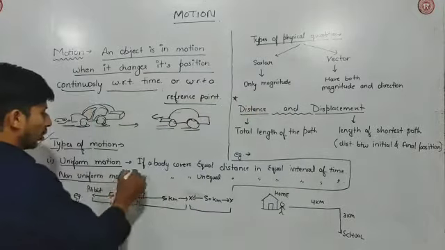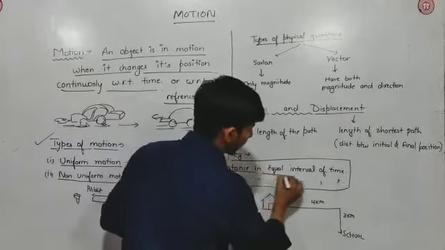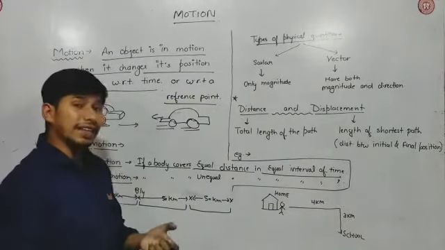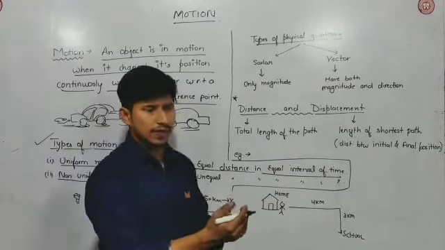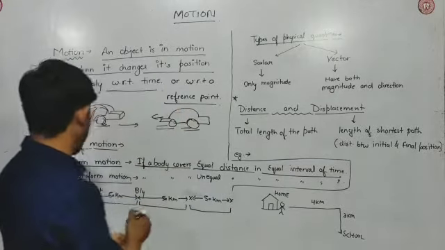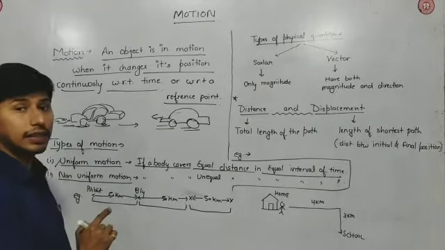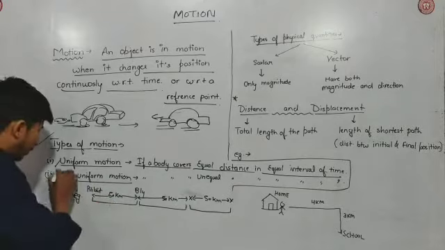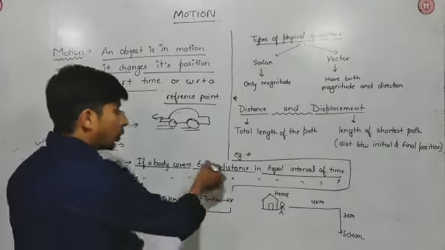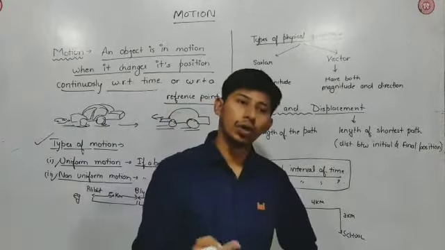Okay? So look here. If a body covers equal distance in equal interval of time. Kya matlab hua? Koi body agar equal distances cover kar rahi hai, equal time gap mein, then that body is said to be under uniform motion. What about non-uniform motion? If a body covers unequal distance in equal interval of time, means that body is in non-uniform motion.